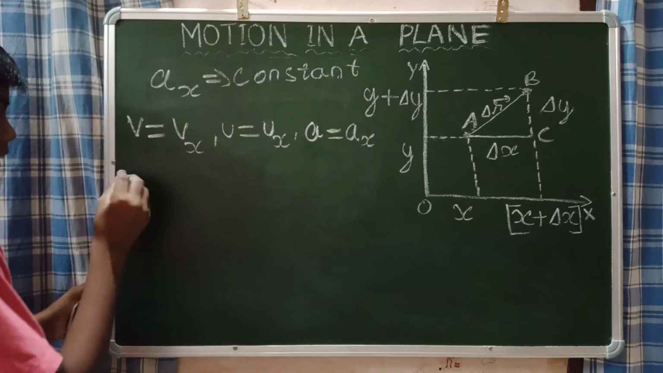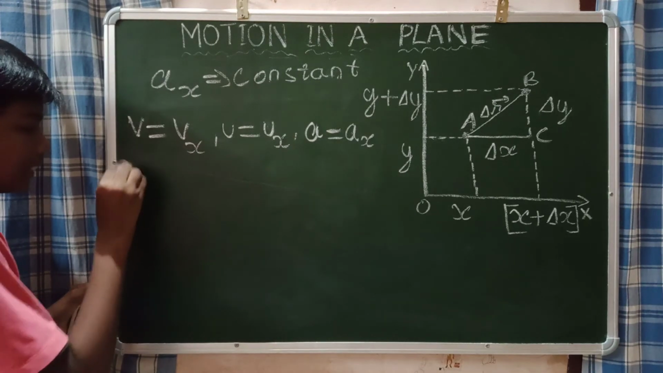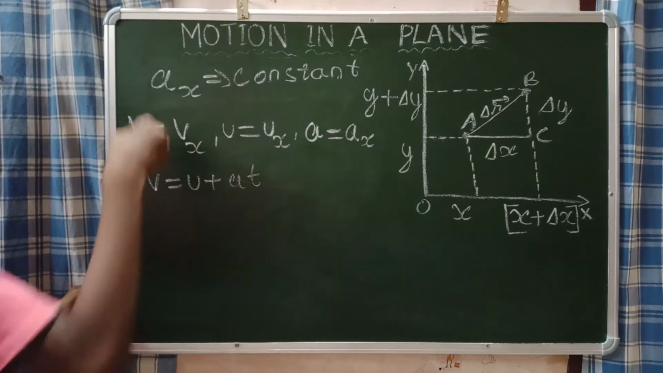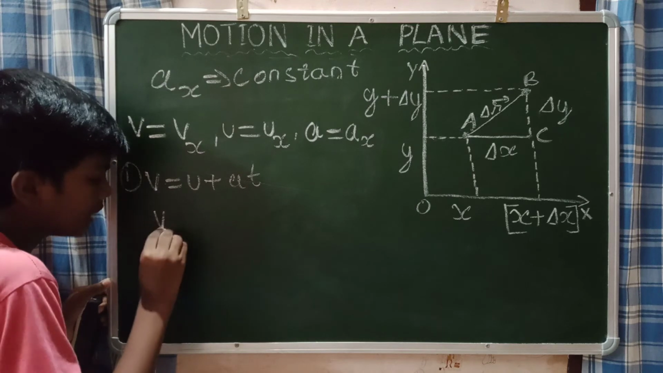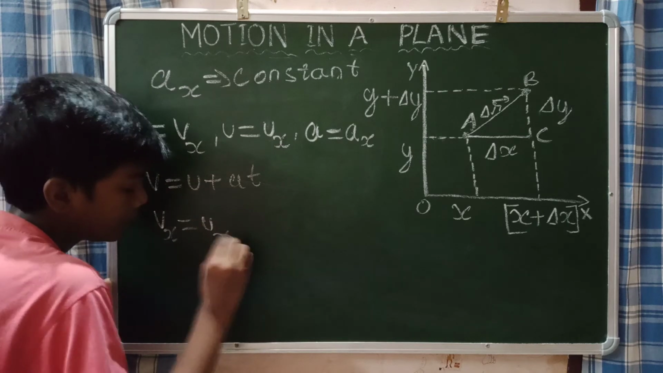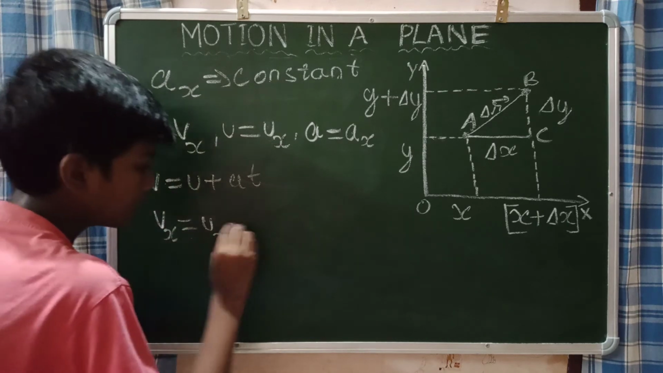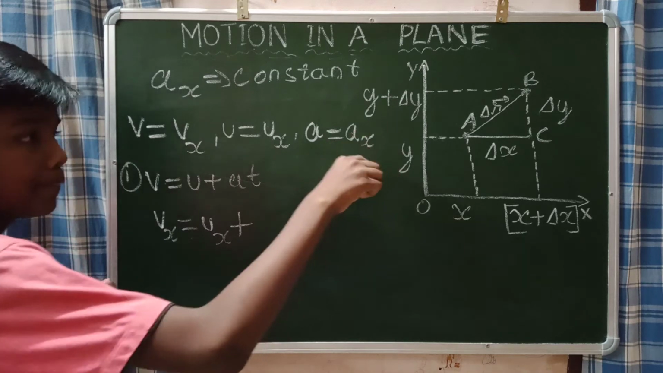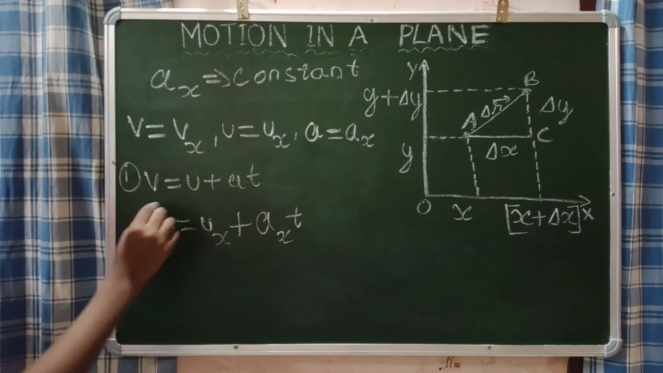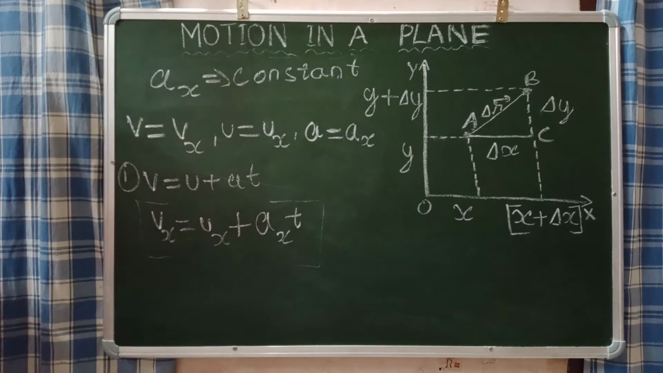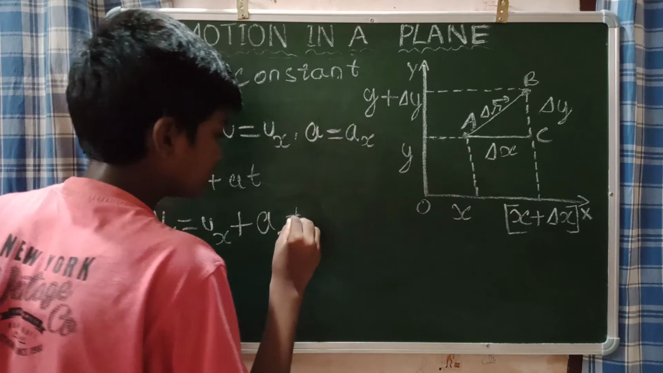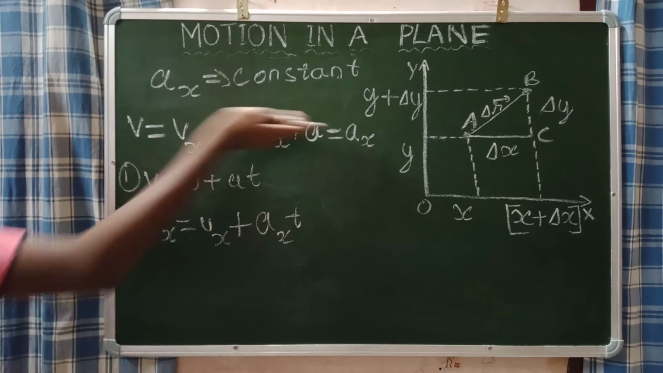Now apply the first equation. The first equation is v is equal to u plus at. The velocity based on the x component is v x, so v x is equal to the x component of initial velocity, u x, plus the x component of acceleration, a x, into t. This will be the kinematic equation for motion in a plane based on the x component, guys. Very simple thing. If you remember the kinematic equation, directly apply it using these three parameters.